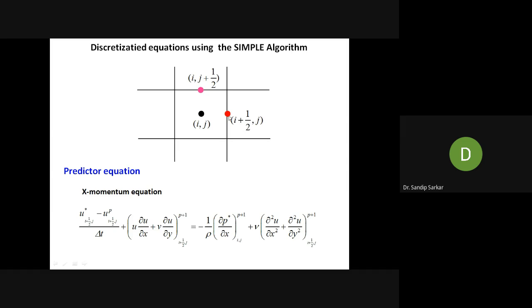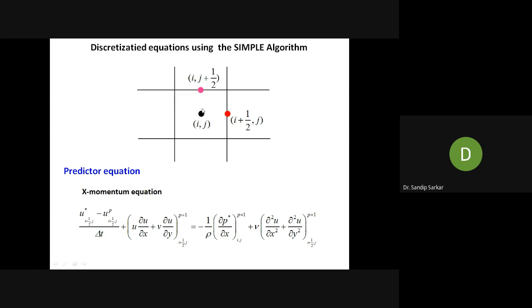So i plus half, j is the u velocity grid point, and i, j plus half is the v velocity grid point, because v velocity acts in the vertical direction. This is the direction for the v velocity, the direction for the u velocity, and this is the pressure grid point. These are the grid points we discussed in the last class, which we call staggered grid points. Velocity and pressure grid points are not at the same location. Rather, the pressure grid point is at the center of the cell, and velocity grid points are at the faces of the cell. So this is a face grid point for u velocity and a face grid point for the v velocity.